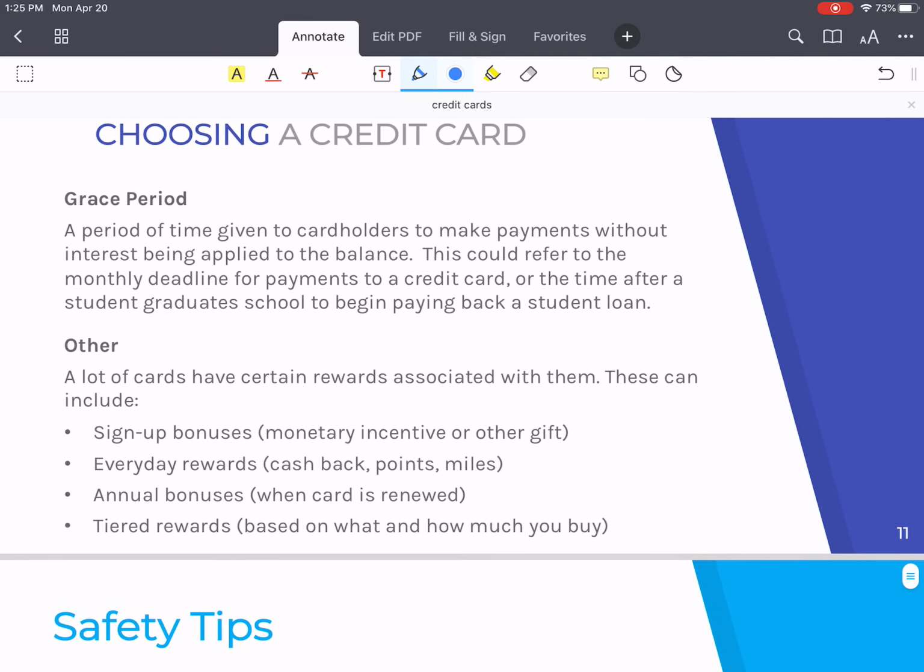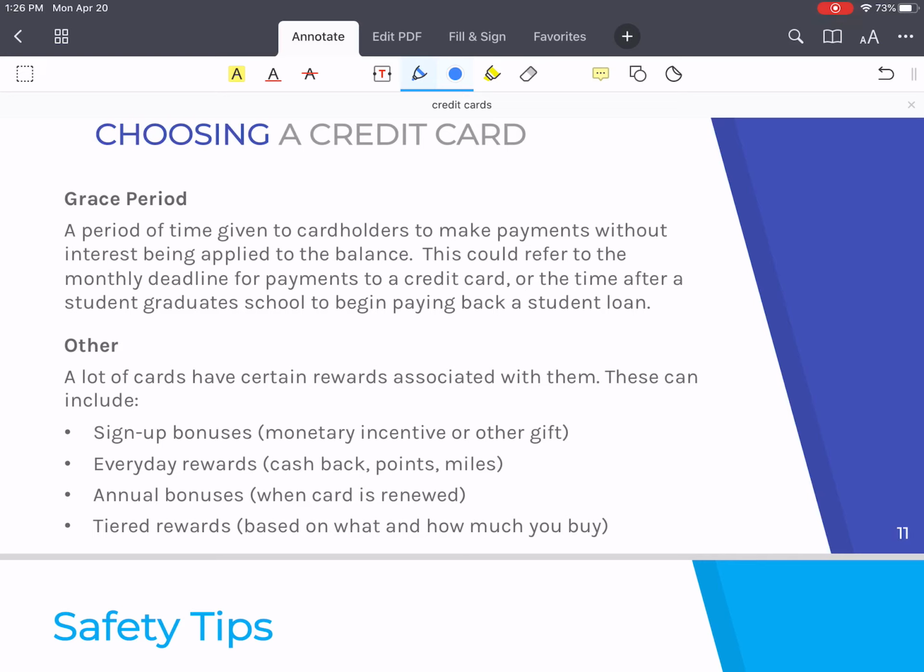And finally, other should be labeled bonuses. Okay, so again, like I said before, a lot of cards have some sort of incentive for signing up with them or staying with them. So for example, a lot of cards have sign-up bonuses. So I've seen banks offer, if you sign up for this account with us today, we're going to give you even up to like a free iPad or something like that. So there's some sort of a bonus, or it could even be a cash bonus.